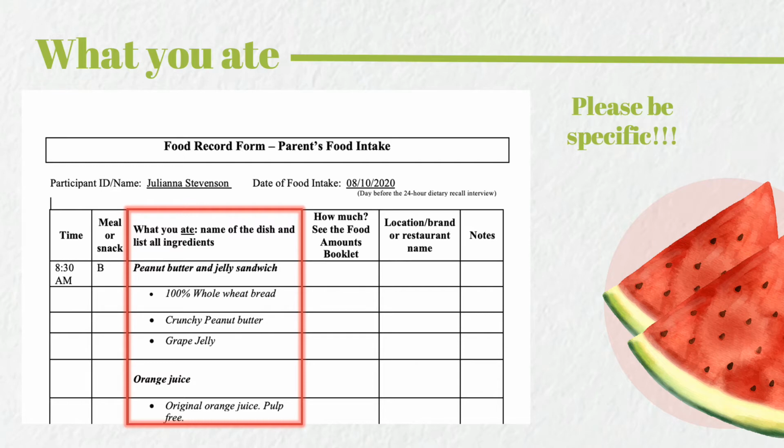We want to know what type of bread you were eating, if your peanut butter was crunchy or smooth, or what flavor of jelly was used. Being as detailed as possible will allow the session between you and the research assistant to run very smoothly.